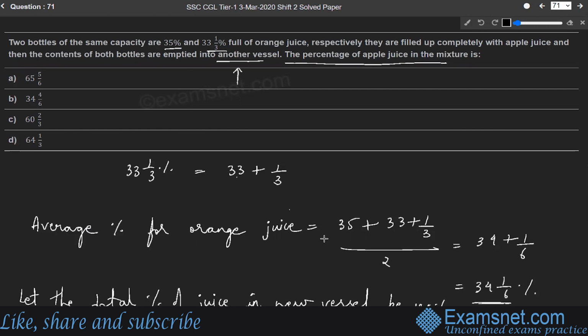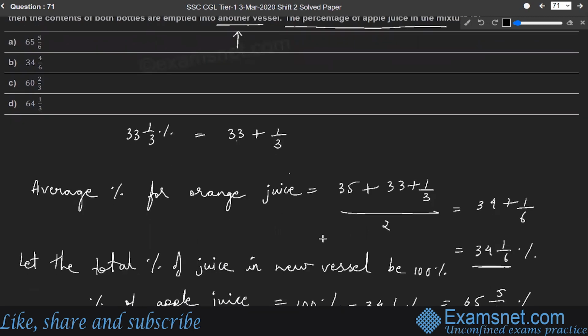Okay. And what is the total percentage of the juice in the new vessel? It is considered as 100 percentage. And we have found the average percentage for orange juice, which is 34 1/6 percentage. So if the total percentage is 100, then the remaining will be for apple juice, right? Out of 100 percentage, 34 1/6 percentage is for the orange juice. So obviously the remaining part will be for the apple juice.